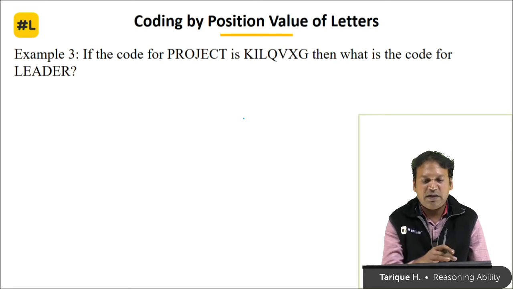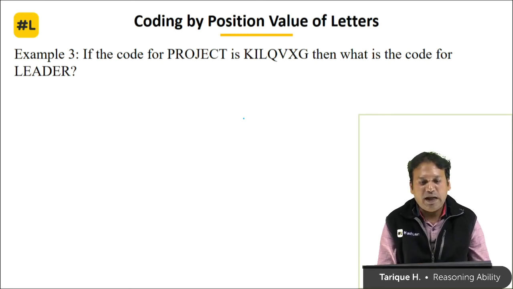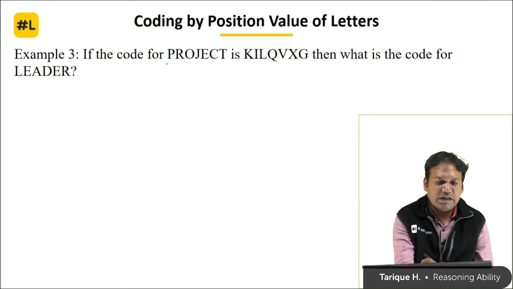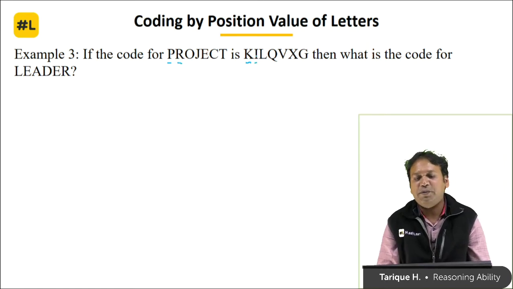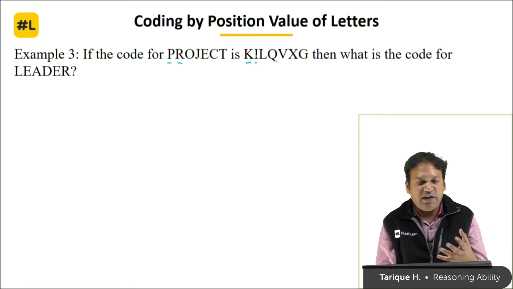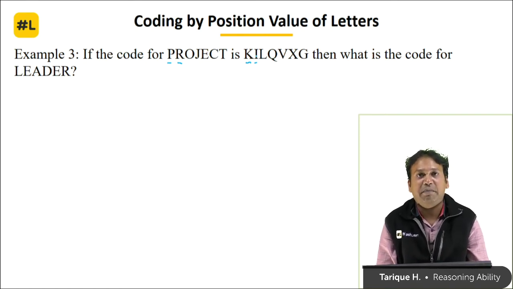Now here I have used letters in the place of numbers. But what has this question got to do with positional value? Can we observe and find out the code? If the code for project is KILQVXG, then what is the code for leader? So here the first letter is P and here the first letter is K. Look at R and I. What could be the coding method used? We are shifting letters, but is it simply shifting by some position or is some other logic there?